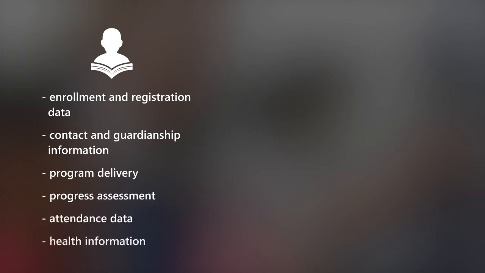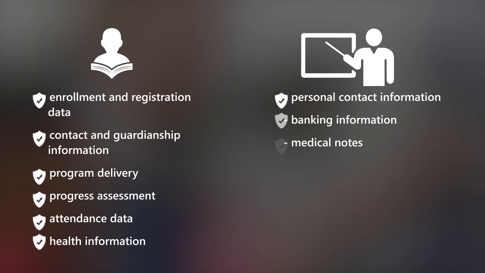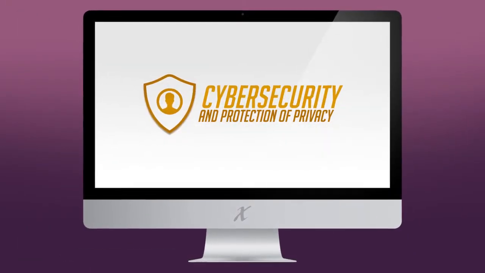Student information may include enrollment and registration data, contact and guardianship information, program delivery, progress assessment, attendance data, and health information. Employee data may include personal contact information, banking information, and medical notes. It is critical that we properly protect this information. These best practices will help everyone to be more secure online.